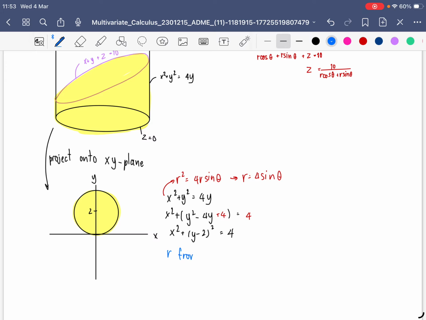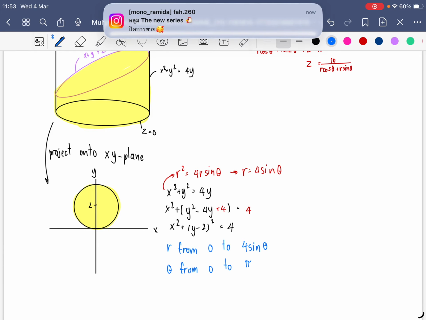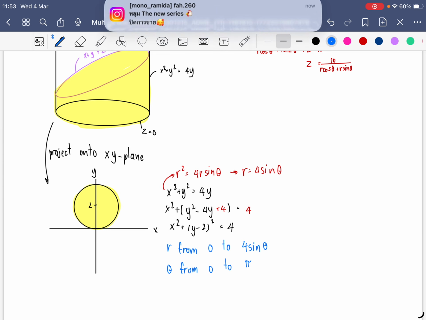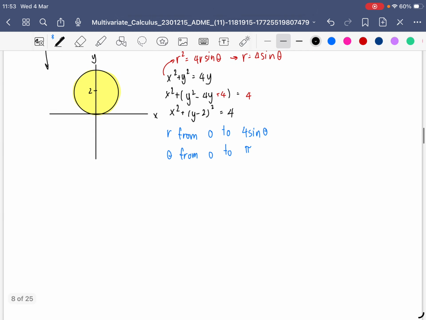So your final integral is z going from 0 to 10 minus r cos theta minus r sin theta, r from 0 to 4 sine theta, theta from 0 to pi, f of r cos theta, r sin theta, z times r dz dr d theta.